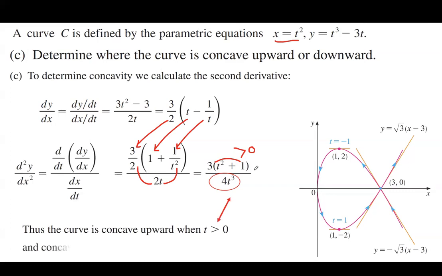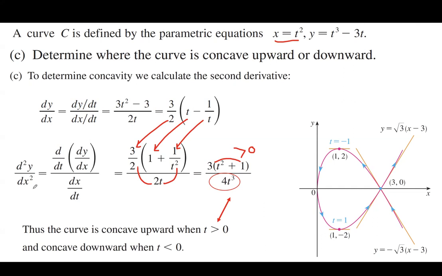The curve is concave down when t is negative. When t is negative, the whole fraction becomes negative. You can check it here in the graph as well. When t is negative, you have concavity which is downward. When t is positive, you have upward concavity. And all of this is based on the sign of the second derivative of your curve.